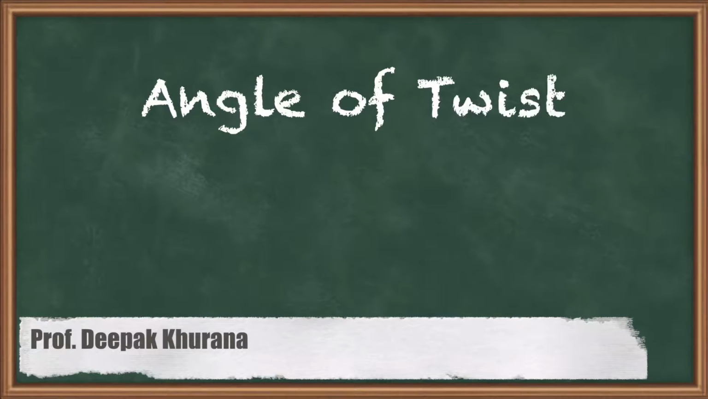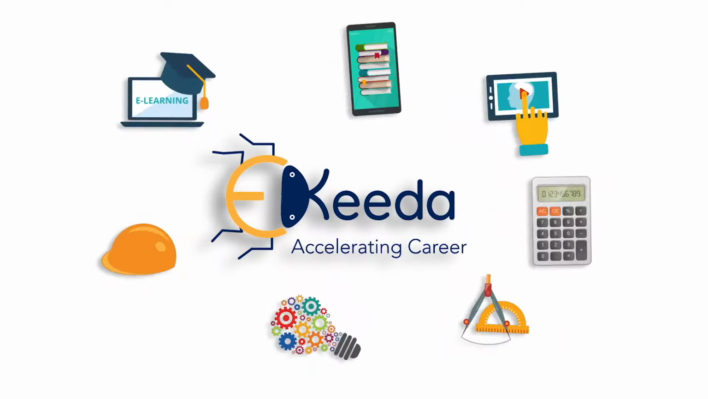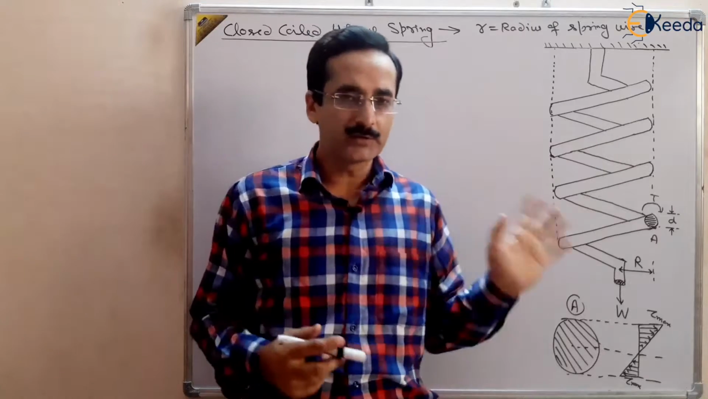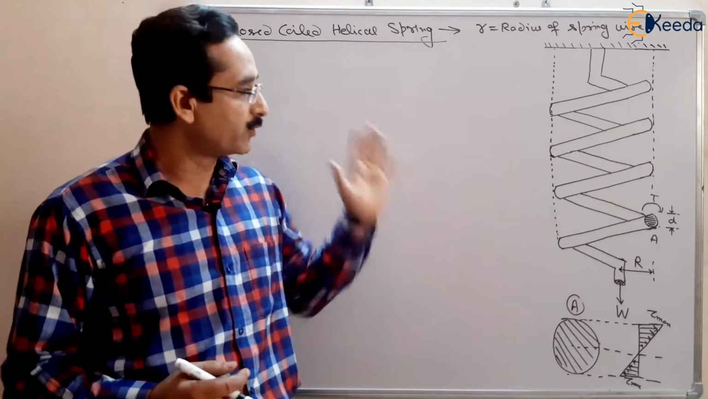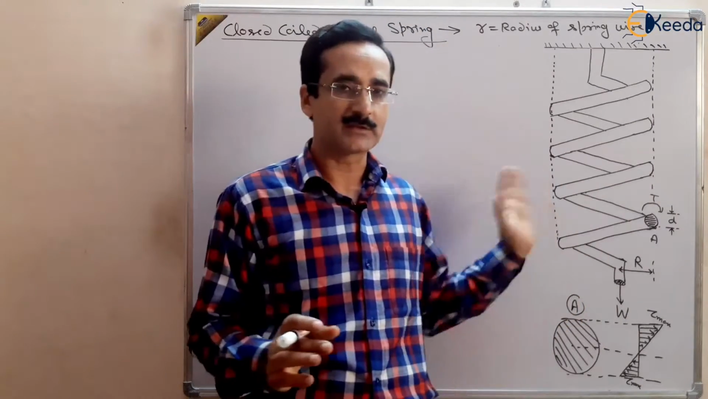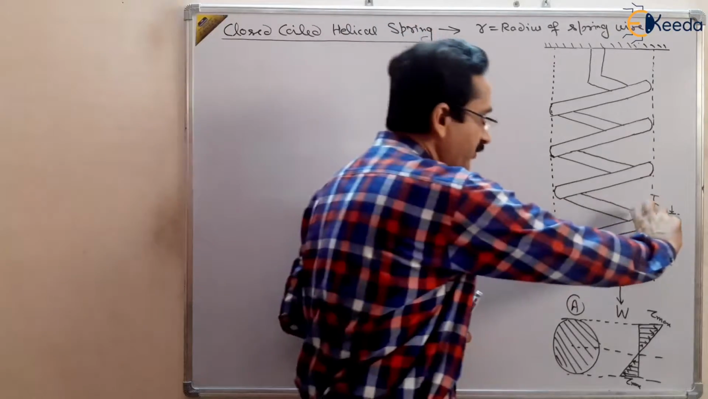Hello students, in this session we are going to study the angle of twist. In the continuation of the closed coil helical spring, we have already found out the shear stress developed in the spring material, the maximum shear stress developed. Now we want to find out the angle of twist. What is the angle of twist developed?